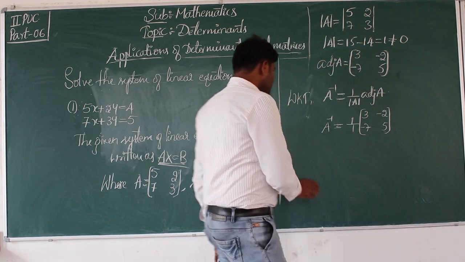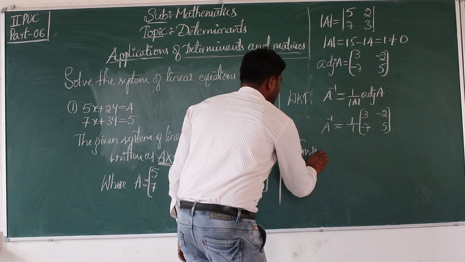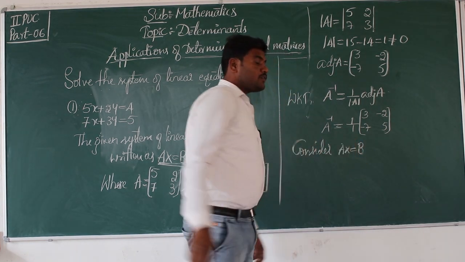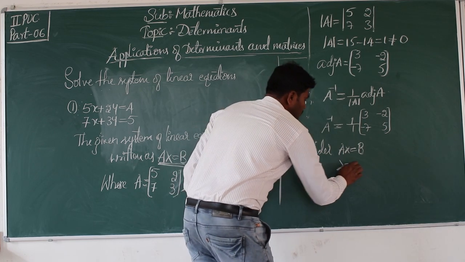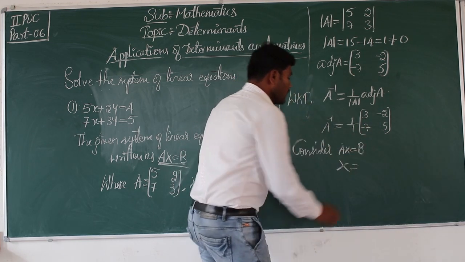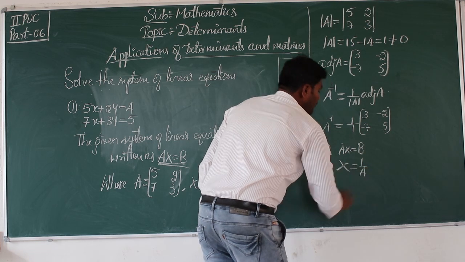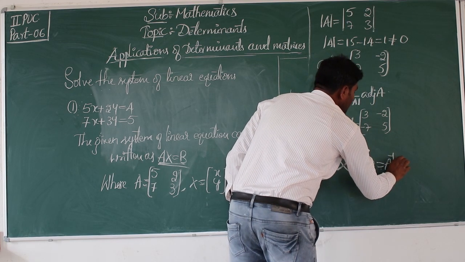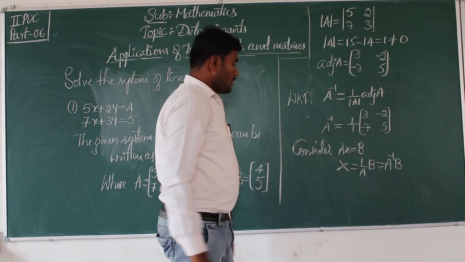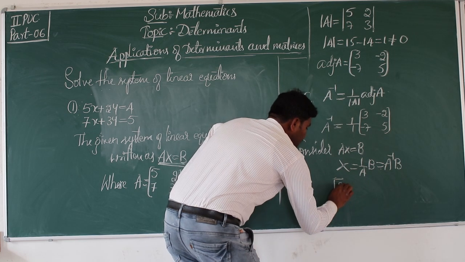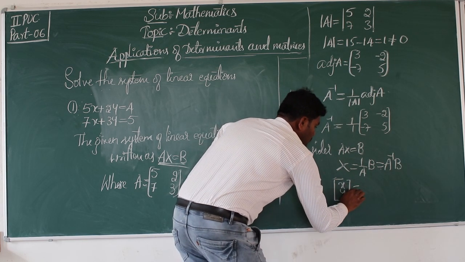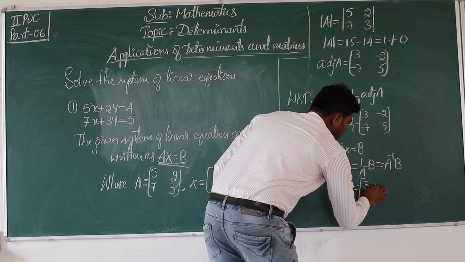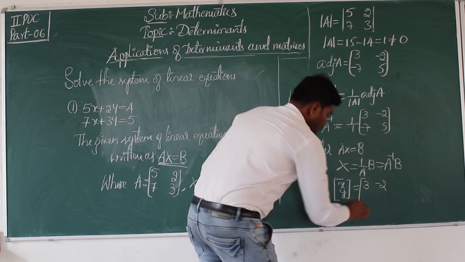To find the variables, consider the equation Ax is equal to b. Shifting this A to the right side, it becomes 1 upon A, that is A inverse into matrix B. You know that X means the variable matrix xy, which is equal to A inverse, 1 upon 1 into the order 2 matrix with elements 3 minus 2 minus 7 5.